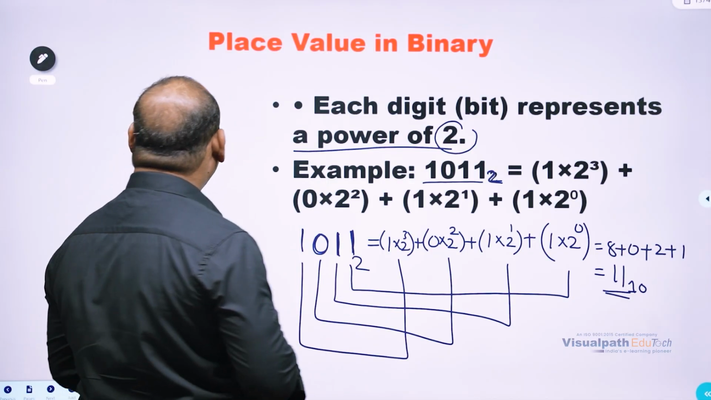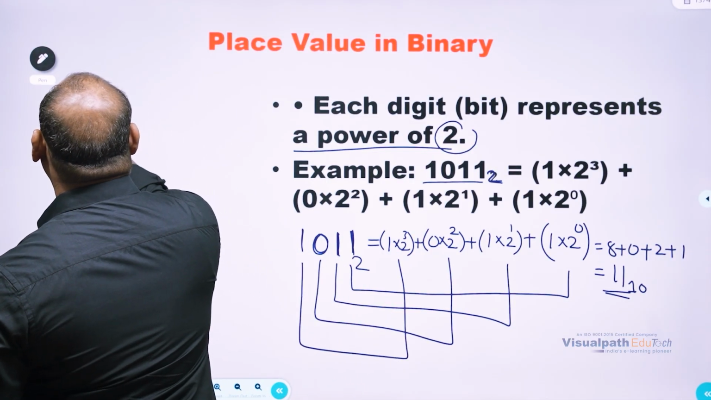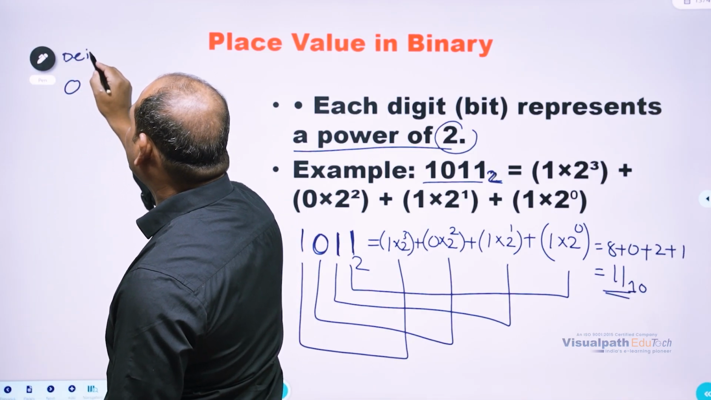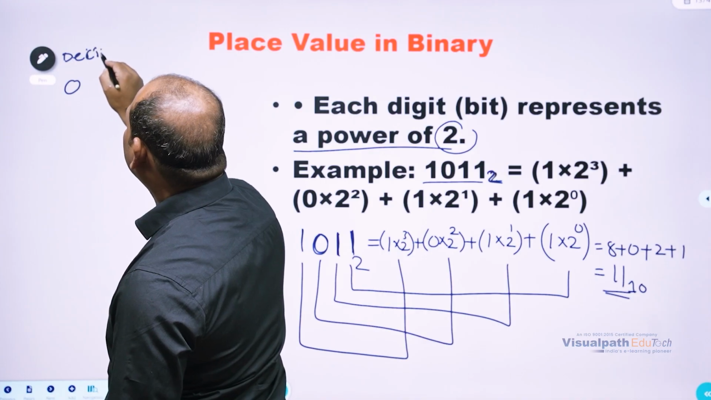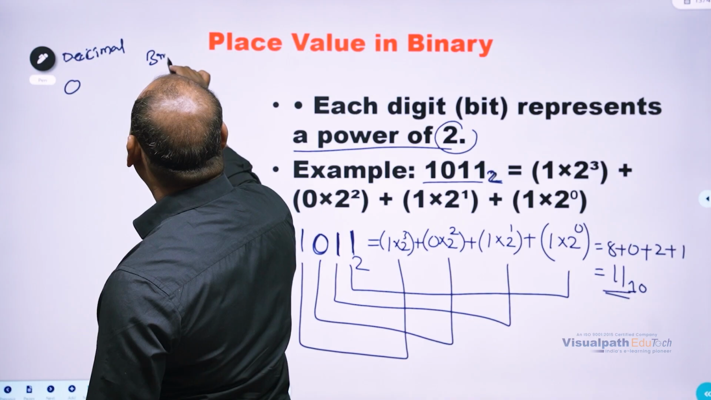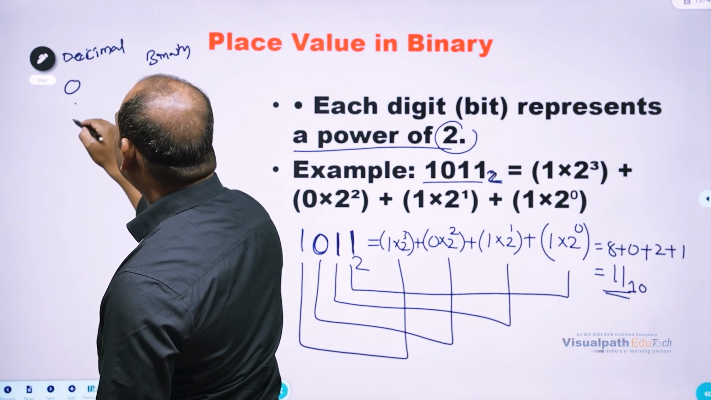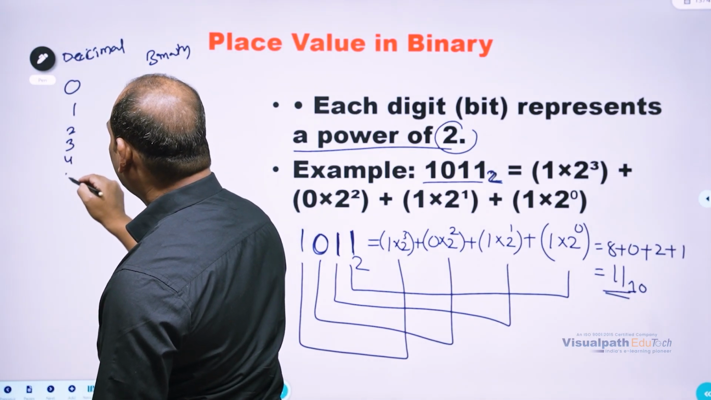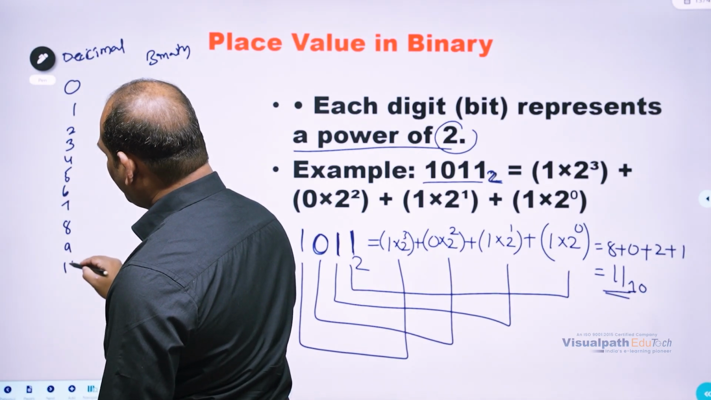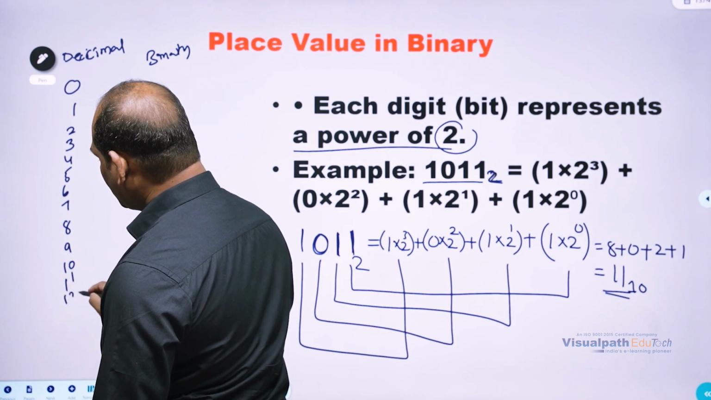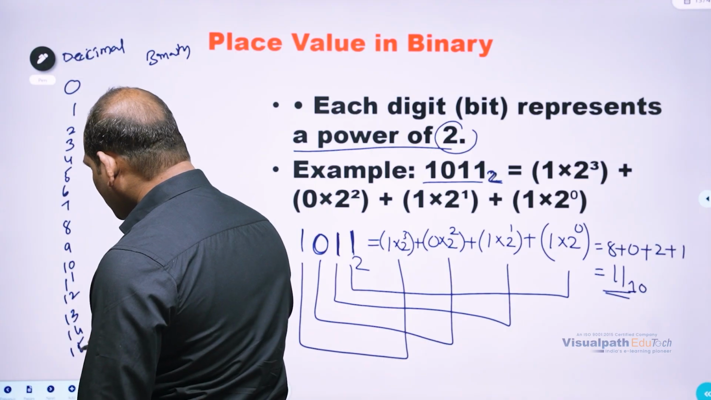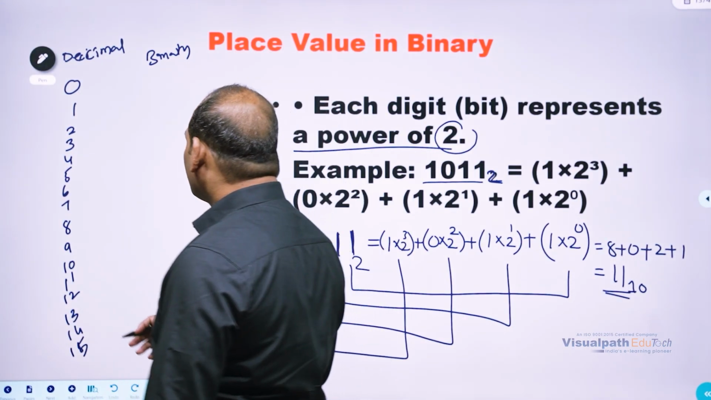For remembering purposes, I will give the representations here with 4 digits. Here I am representing the decimal numbers, and here I am giving the corresponding binary digits. So 0, 1, 2, 3, 4, 5, 6, 7, 8, 9, 10, 11, 12, 13, 14, 15. This is the minimum set I have to remember. So with 4 digits I will give.